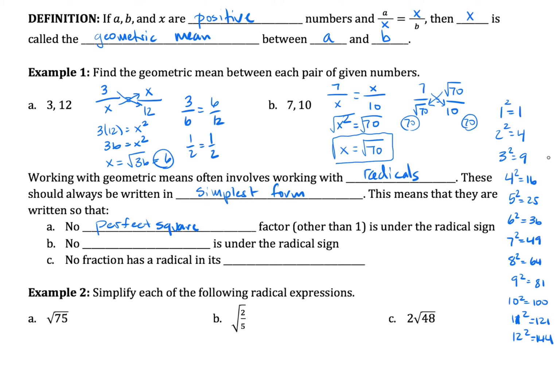So you need to make sure that whatever number you have underneath the radical cannot be divided by any of these numbers right here, your perfect squares. And I'll show you in a second a technique for how you can make sure that that's not happening, but that's one of the things you have to look out for. No perfect squares as factors underneath the radical sign.